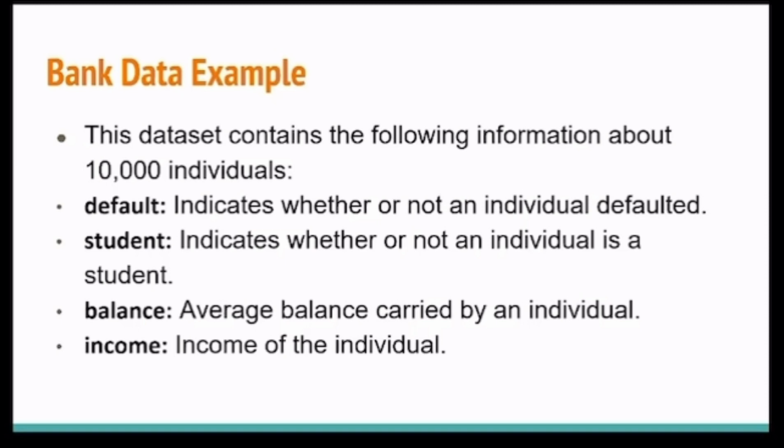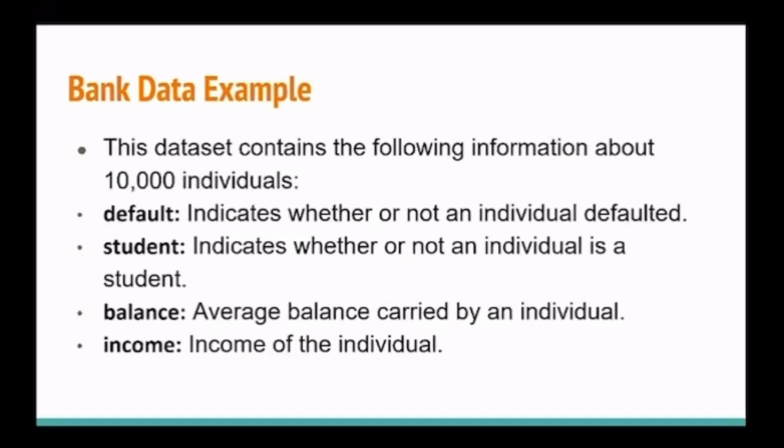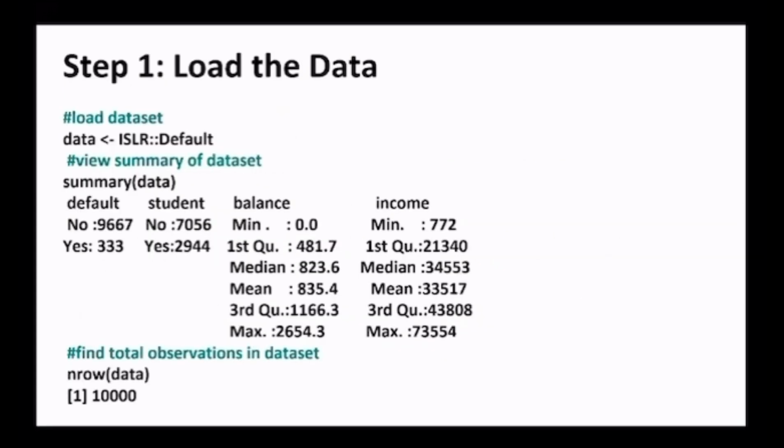Now, let's say what we want to do. This particular bank has information about 10,000 individuals, their customers, and they want to identify whether a particular customer will default or not. Now, step one, we need to first load the data set. If you want access to that data set, you need to install the ISLR package. You install that, you load that, then you do the summary of the data.